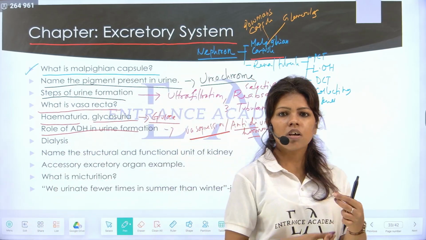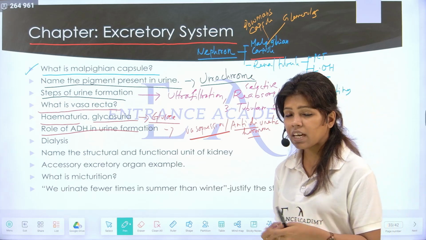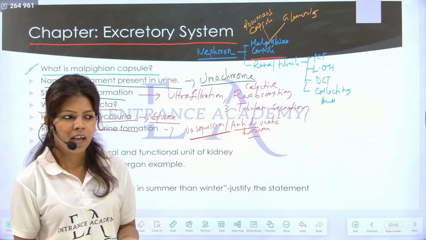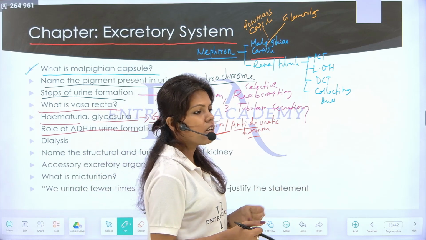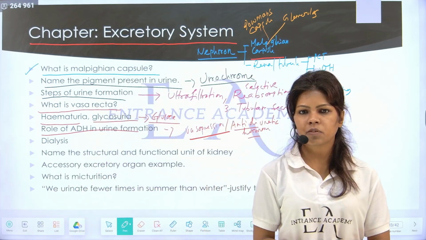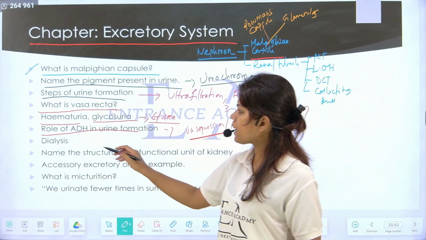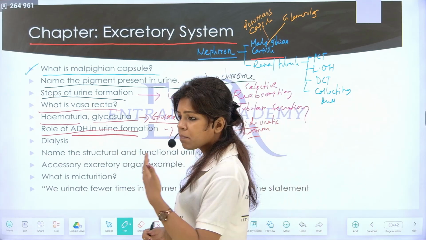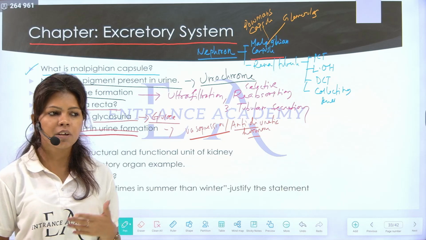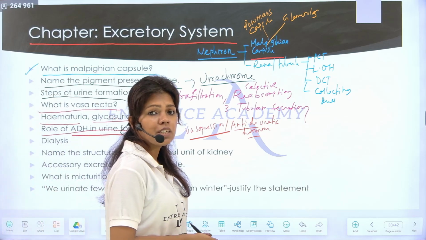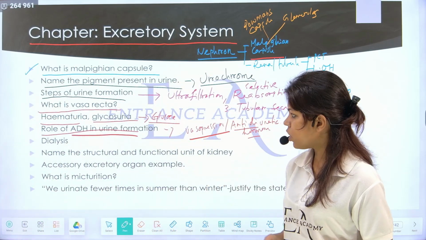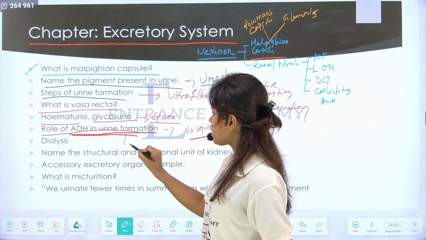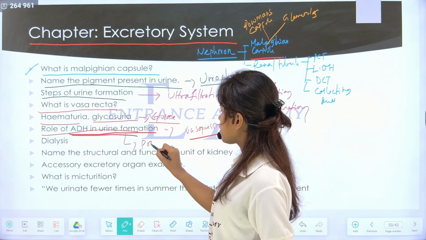Why? Because what we need is to produce a more concentrated urine in which the water should be less. And the ADH hormone helps in the process of water reabsorption. So if the ADH hormone is not present in our body, then the water will remain in the urine. The urine will be more dilute and it will lead to dehydration or diuresis. ADH is a very important hormone. It is secreted from the posterior pituitary gland.